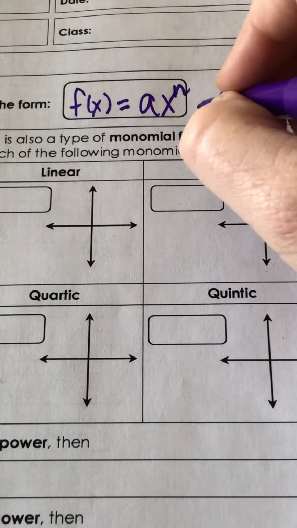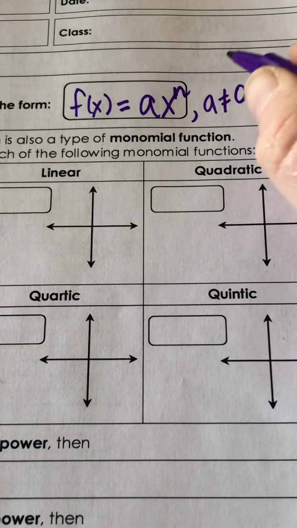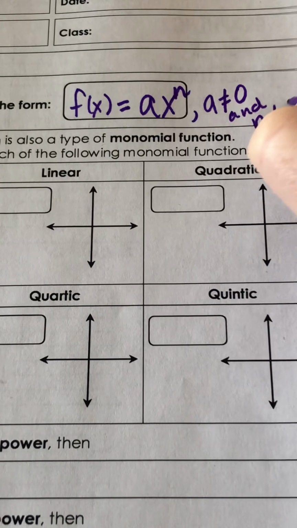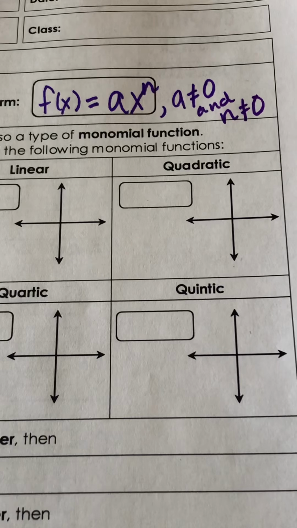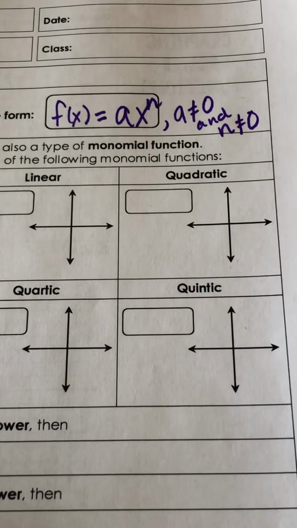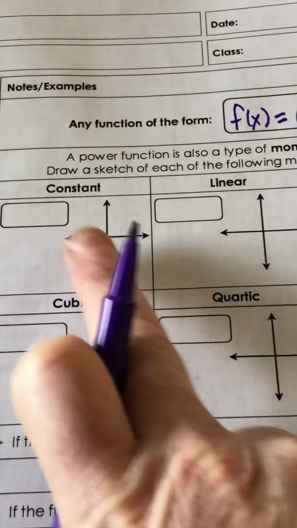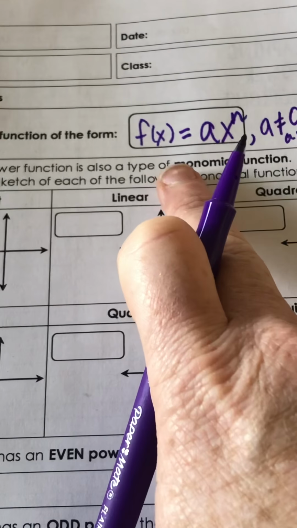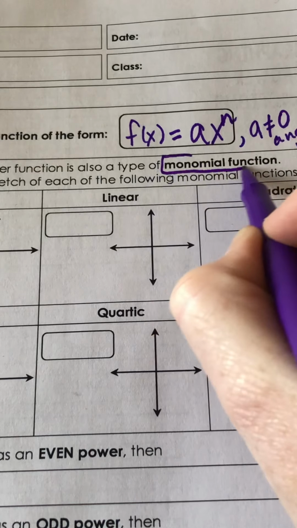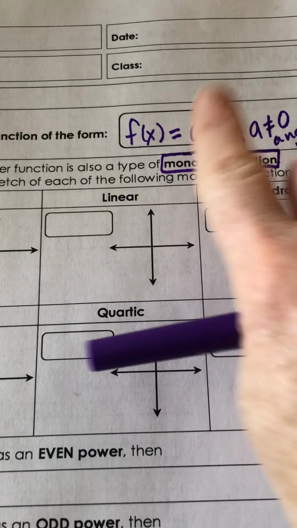Okay? Where a cannot equal 0 and n cannot equal 0. So anything other than when a is 0, because that would equal 0, and when n is 0. All right? A power function is also a type of monomial function. Monomial means just one term. So we just have one term here.